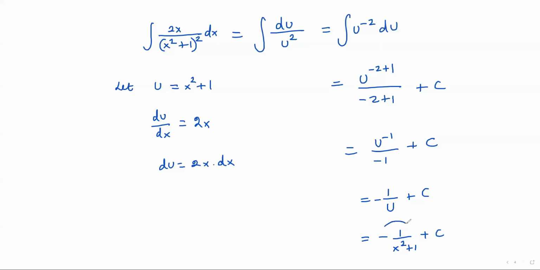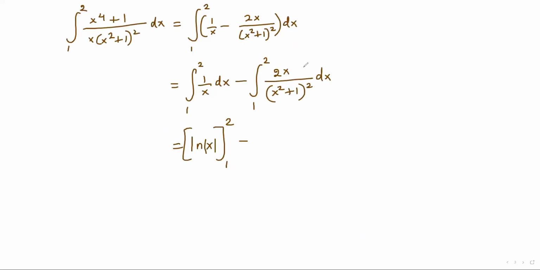So we can plug this result into the problem. Let's go back to the original problem. We got the integration of this function, 2x over x squared plus 1 whole squared, just now. So the result of this integration is negative 1 over x squared plus 1. We have limits for this integration. The same limits, 1 to 2, can be taken for the result.